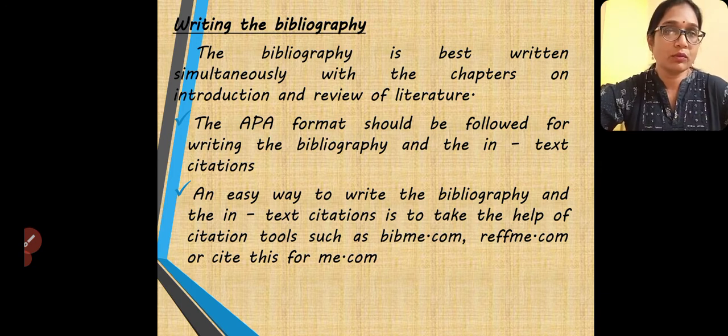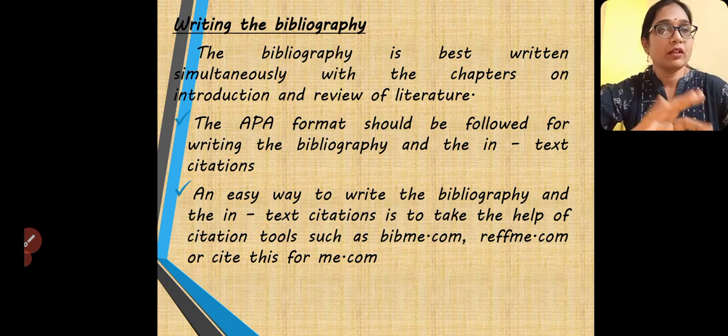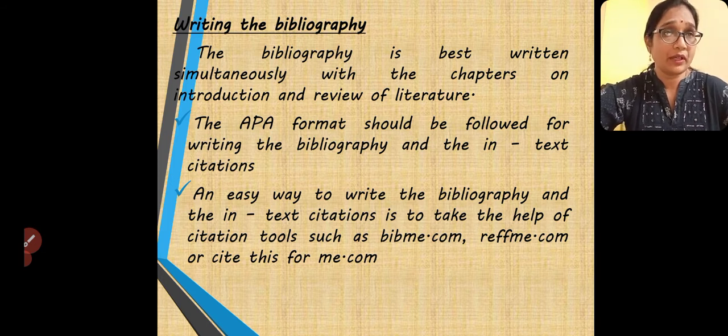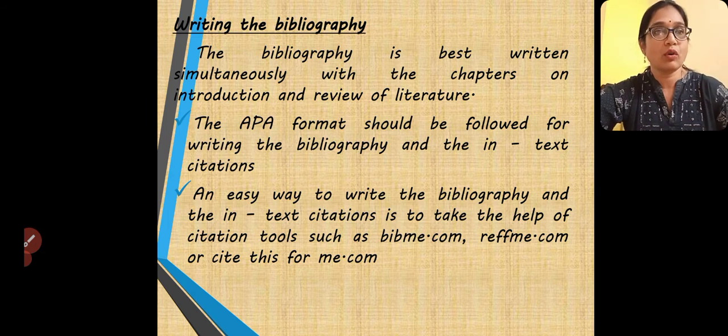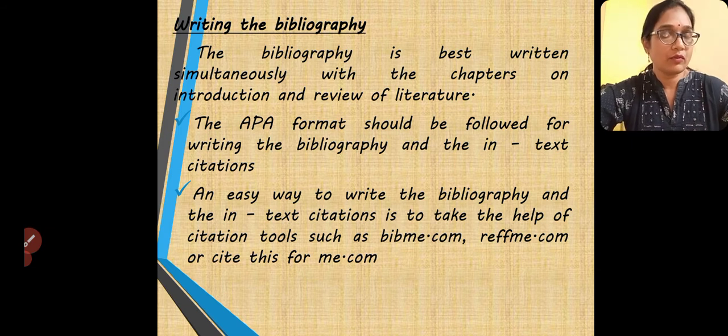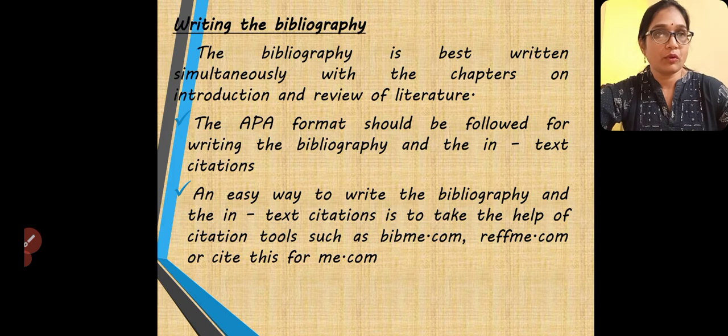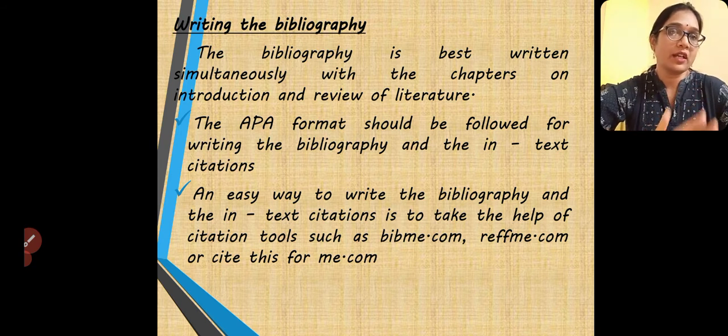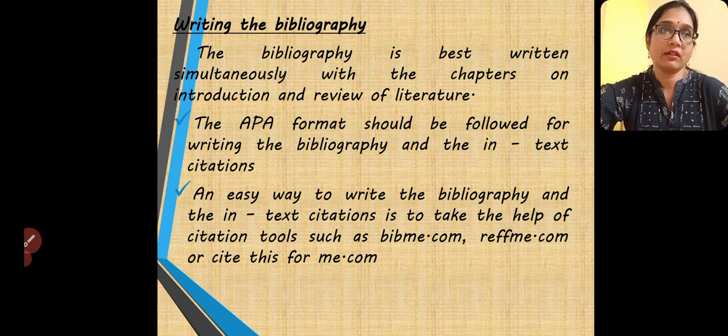For example, you go to citethisforme.com, then you will have the options of referencing styles. You click on APA format, and then you will have the type of source material. Click on book, website or journal article, whatever the type of source you want the citation for. Then you just go on clicking next, and finally you will get the citation, both in-text citation and the bibliography.